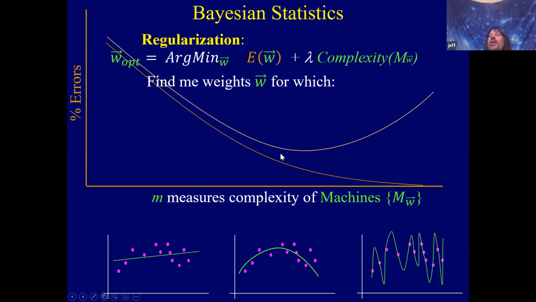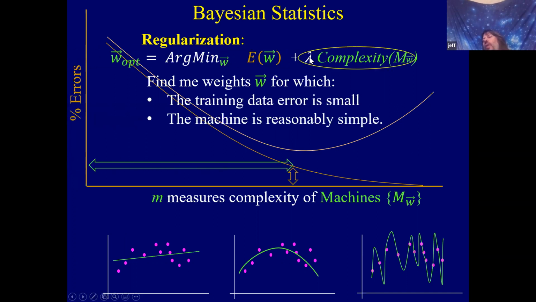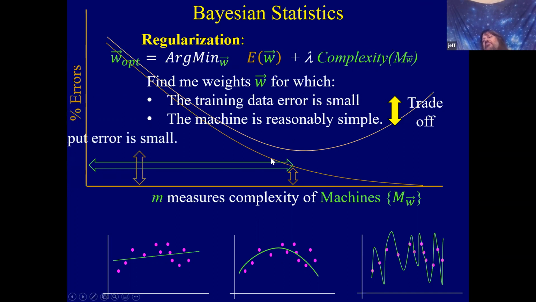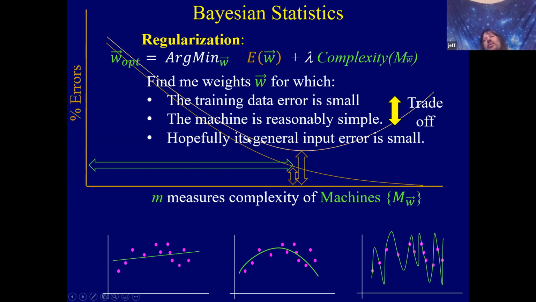We're trying to do machine learning in which we're trying to find the weights that minimize the error on how well our machine does on our training data. But we also want to minimize how complex our machine is, right? So you're trying to find a trade-off between these two, and hopefully that will land you in a nice place.